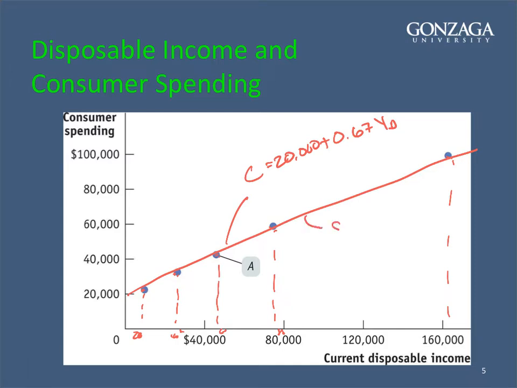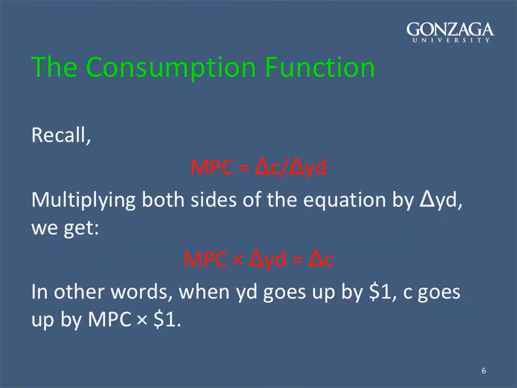The slope here equals our MPC, which in this example is 0.67. What that means is as income goes from, say, 40,000 to 50,000 to 60,000, every 10,000 increment in income, consumption is going to go up by about $6,700. That's really what this is showing us.